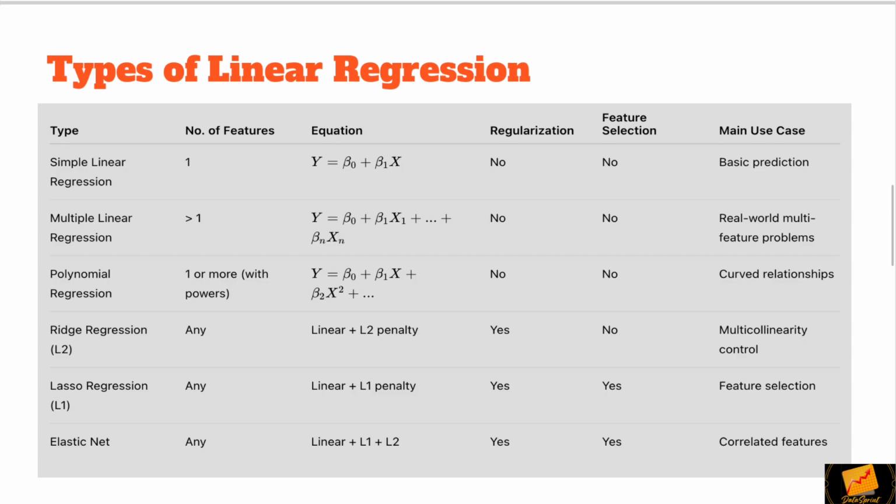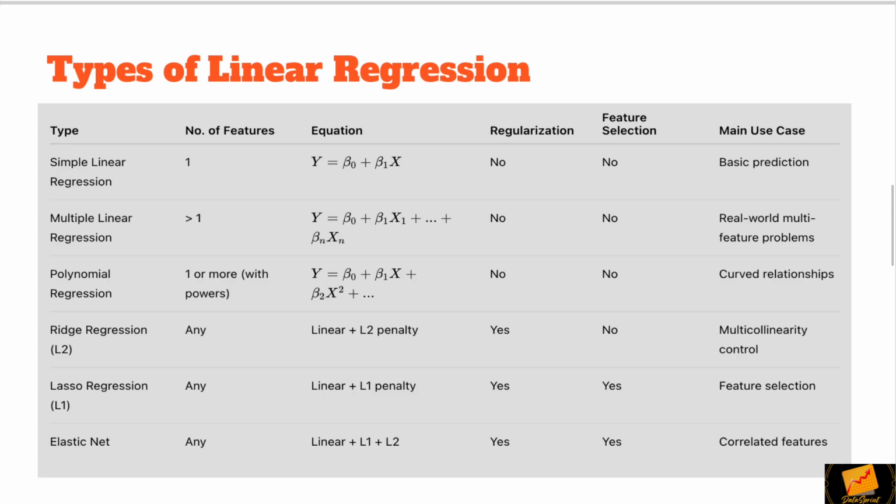Linear regression assumes a linear relationship between input variables and the output. In this equation, y is the output, x represents input features, beta values are coefficients, and e is the error term. Simple linear regression is used when there is only one input feature and it models the relationship using a straight line. Multiple linear regression uses more than one input feature and is commonly used in real-world scenarios where multiple factors affect the outcome. Polynomial regression is used when the relationship is not linear but curved, and it introduces higher-degree terms of the input variable while still keeping the model linear in terms of coefficients.